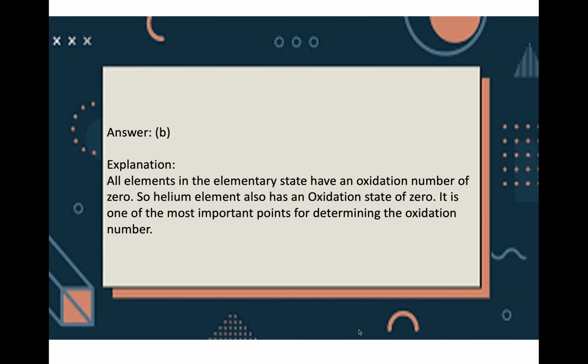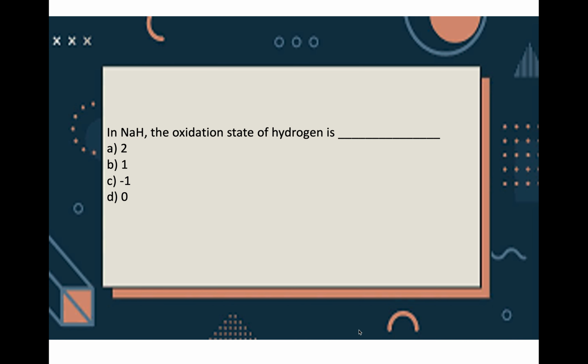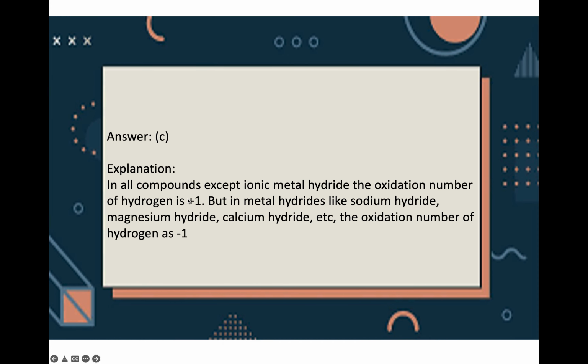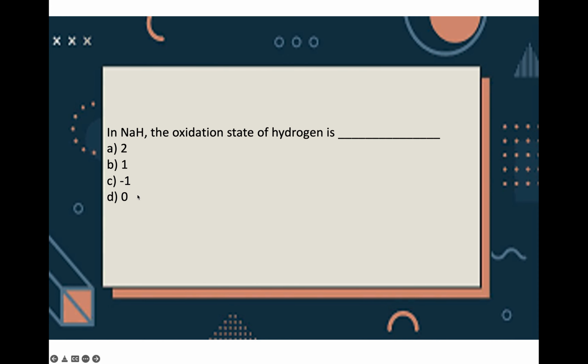So helium element also has oxidation state of 0. It is one of the most important points for finding out the oxidation number. Okay, now in NaH, what is the oxidation state of hydrogen? So you can see that in NaH, always remember, sodium is a metal and hydrogen is a non-metal. So the options are 2, minus 1, 1, minus 1 and 0. Okay. So the answer is C, -1.